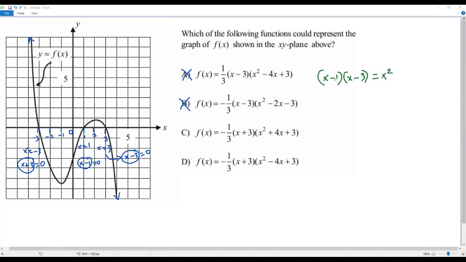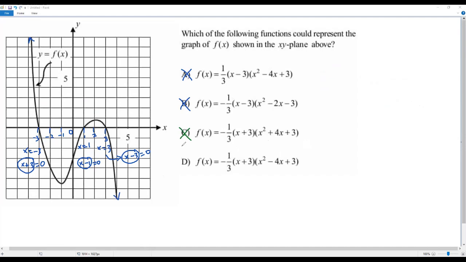x times x is x squared, and x times negative 3 is negative 3x, and negative 1 times x is negative x, and negative 1 times negative 3 is positive 3. Okay, here we get x squared. When I combine negative 3x and negative x, I'm getting negative 4x, positive 3. So when I multiply these two linear factors, I'm getting the quadratic factor x squared - 4x + 3. But here I have x squared + 4x + 3. Here we have negative 4x, here we have positive 4x. So when I multiply the two remaining linear factors, I don't get exactly this quadratic factor. So we can reject answer choice C as well.